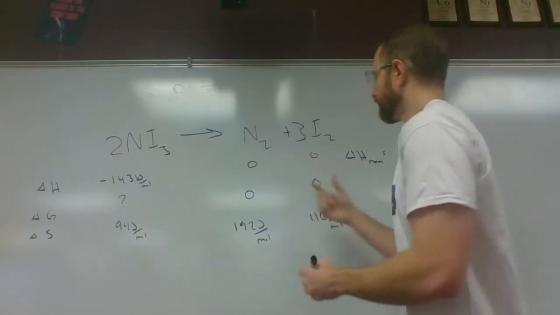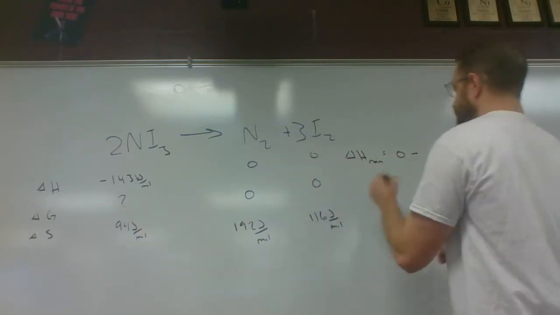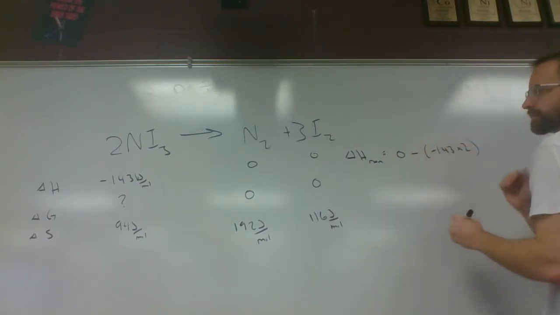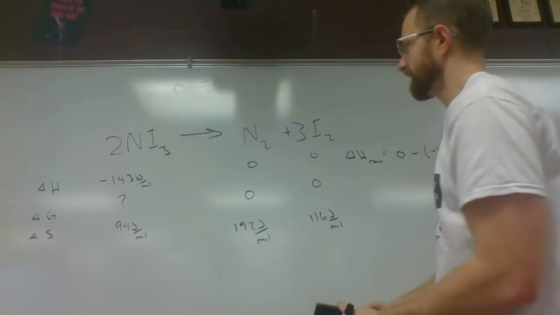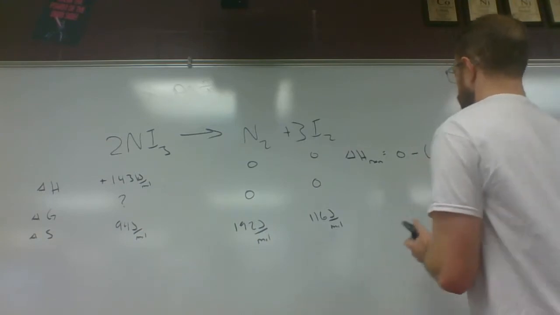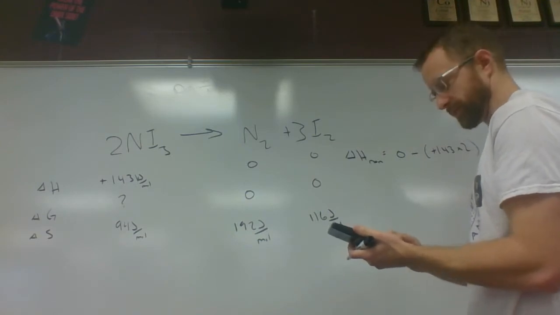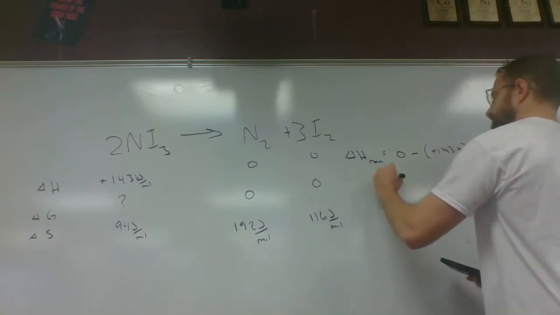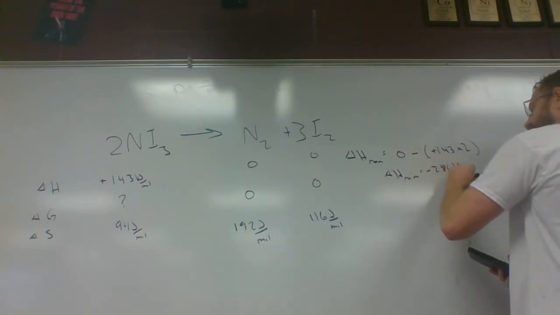So my products are 0 times 3 plus 0, so 0, minus my reactants, which is negative 143 times 2. Wait a minute, that's going to be a positive. Did I flip my sign on that by accident? Because it should be a negative. So this must be a positive. Yeah, because it's products minus reactants. So we do 143 times 2, and that gives us 286. So our delta H of reaction is a negative 286 kilojoules per mole.